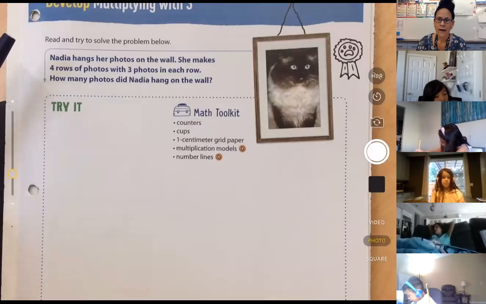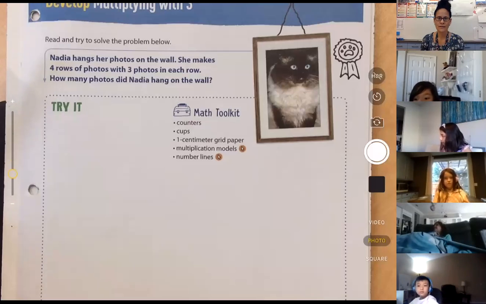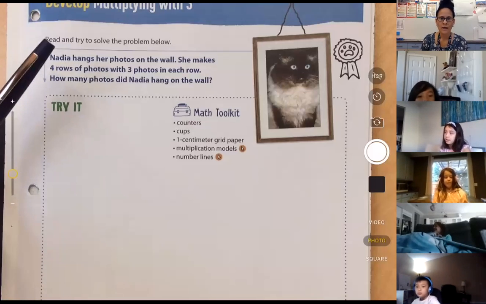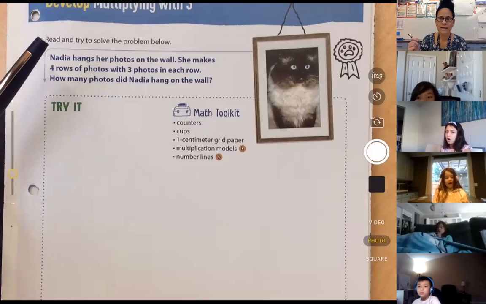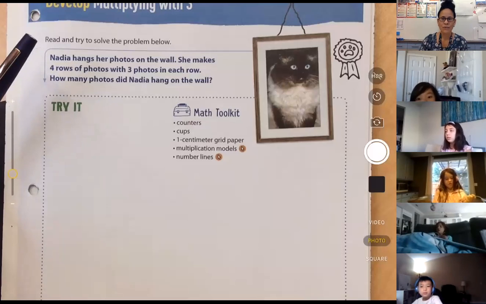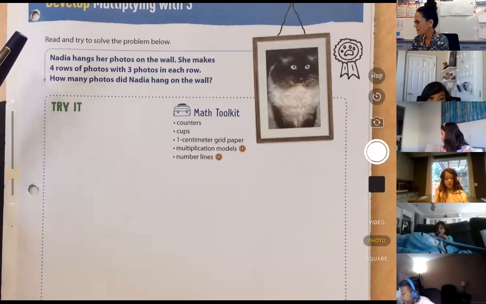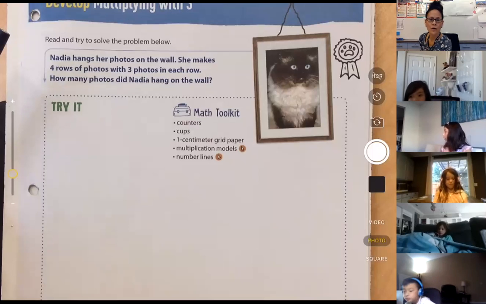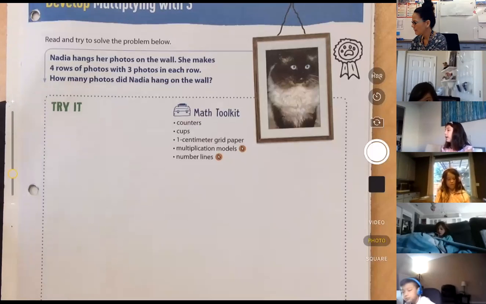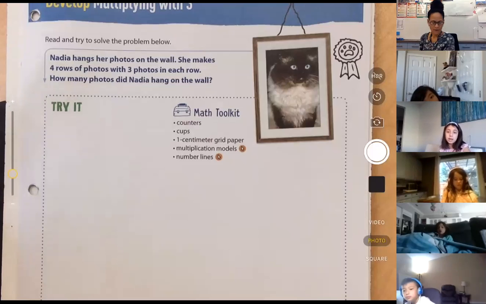So when we go back again to our close read strategies, there are lots of things that we need to remind ourselves of as we're trying to solve this problem. And again, I apologize for any delay or lag from my iPad into your screen. I'm hoping it's going to catch up here quickly. So, it's telling me that Nadia hangs her photos on the wall. She makes 4 rows of photos, 3 photos in each row. How many photos did Nadia hang on the wall?